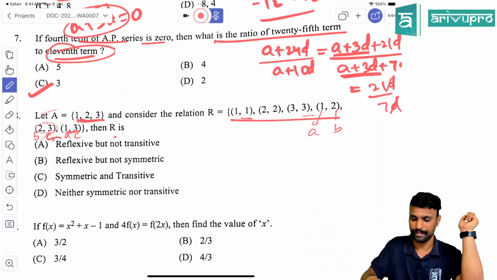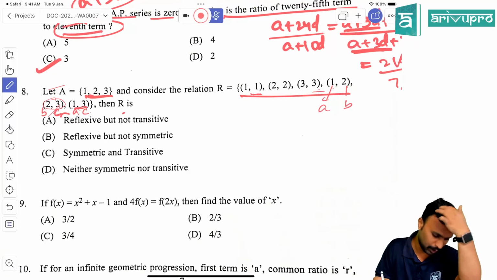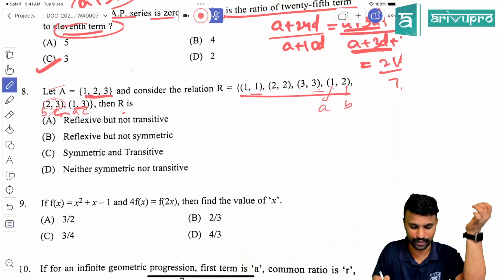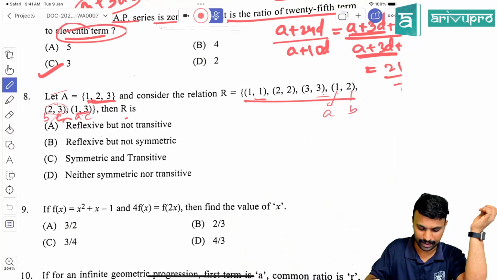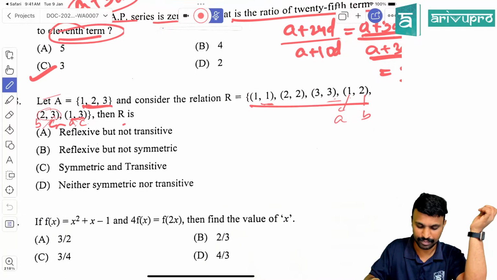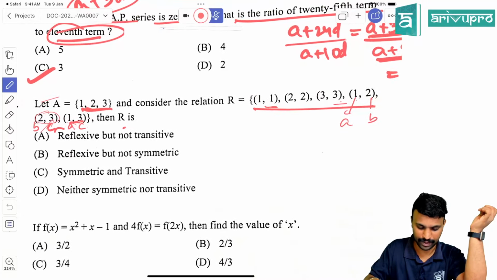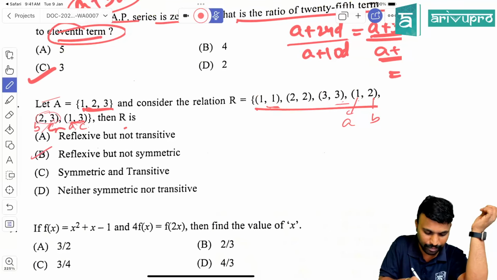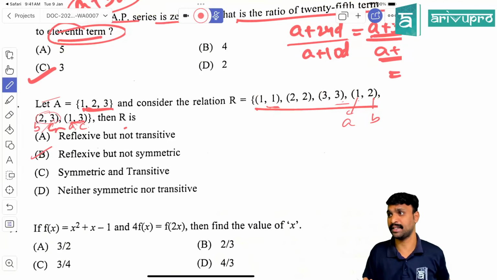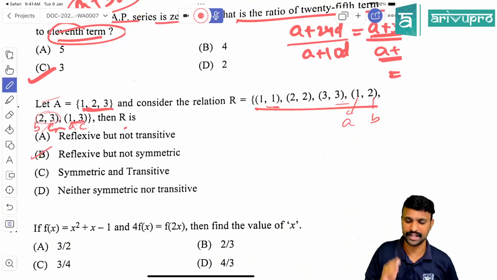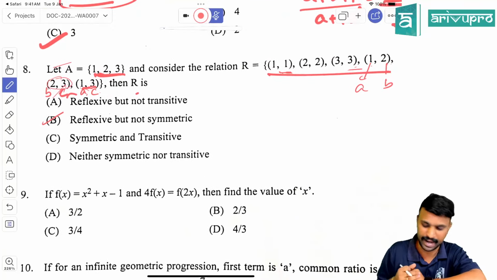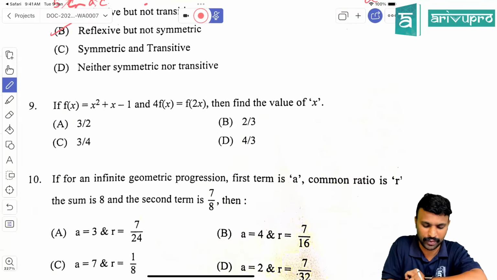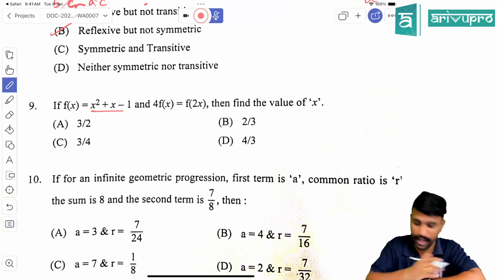So therefore, it follows the transitive nature of a relation. A comma B is 1 comma 2, B comma C is 2 comma 3. So obviously A comma C is 1 comma 3. So it is reflexive and transitive. Is it transitive? Yes, it is transitive, but it is not symmetric. It is reflexive but not symmetric, but it is transitive. Yes or no?